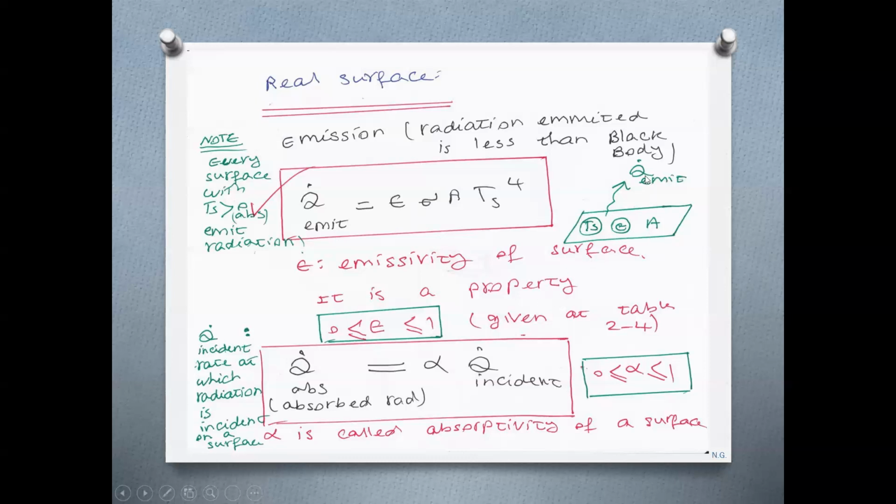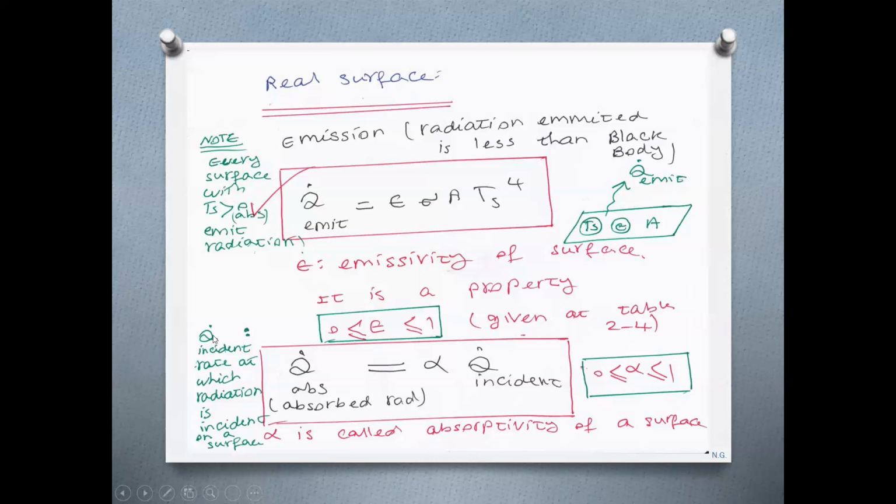So that is Q dot, the rate of emitted radiation. So how do you read it? Rate of emitted radiation, right? And epsilon here is called the emissivity of the surface. It is one of the properties of the surface, and there are tables that you can get the emissivity from. That depends on the material. So, emissivity of the surface.